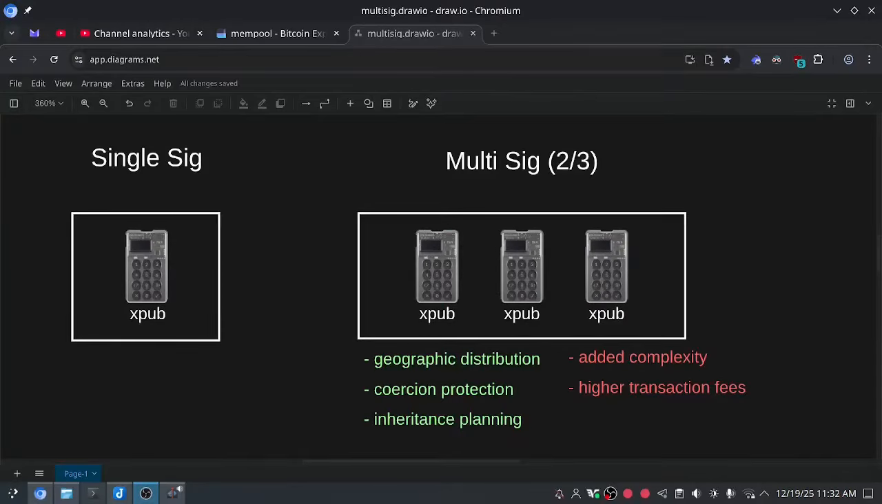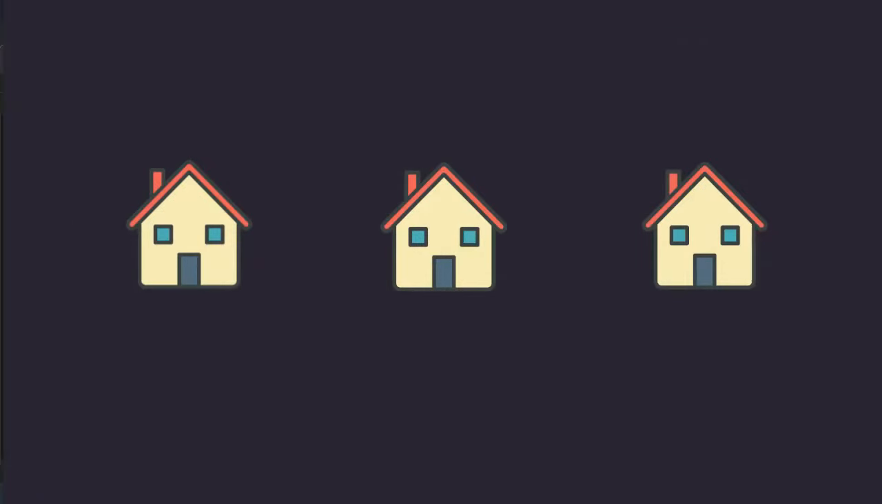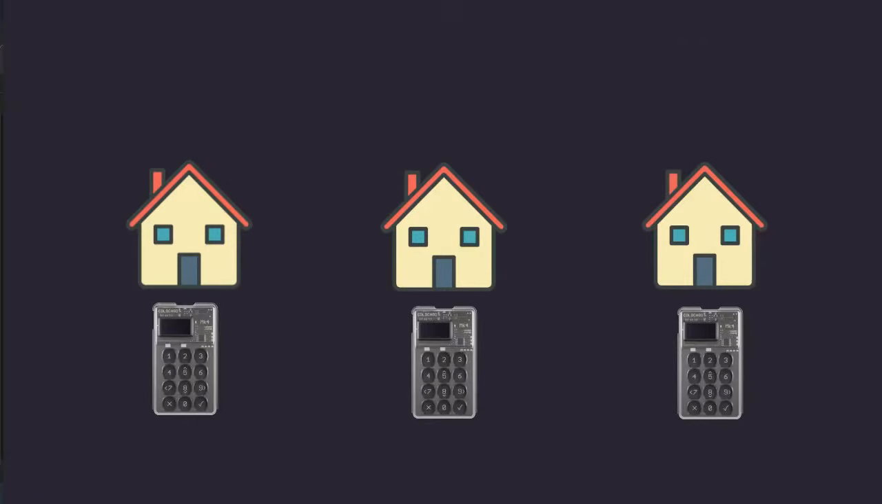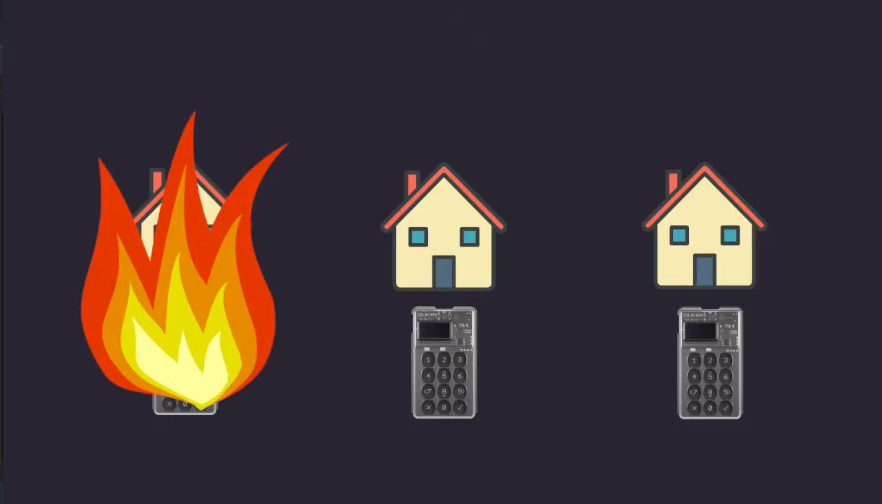As you can probably tell by now, there are some key benefits to having your Bitcoin in a multisig. One is geographic distribution. So let's imagine you have 3 houses, and let's imagine that you have 1 signer in each of these houses. In this event, 1 house can totally burn down, and you would still have your other 2 signers, meaning you'd still be able to move your funds.